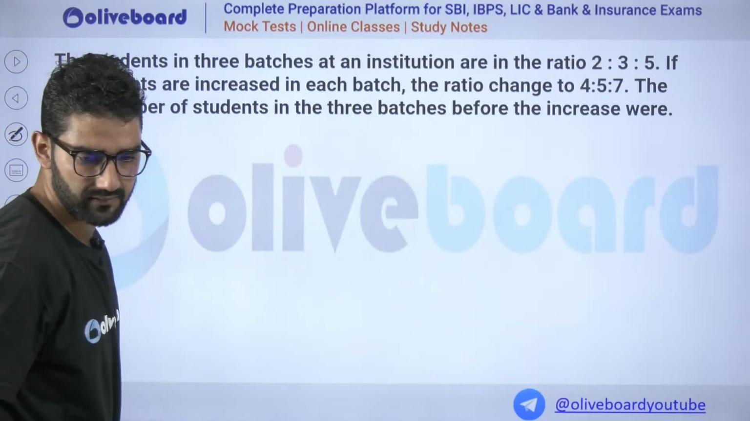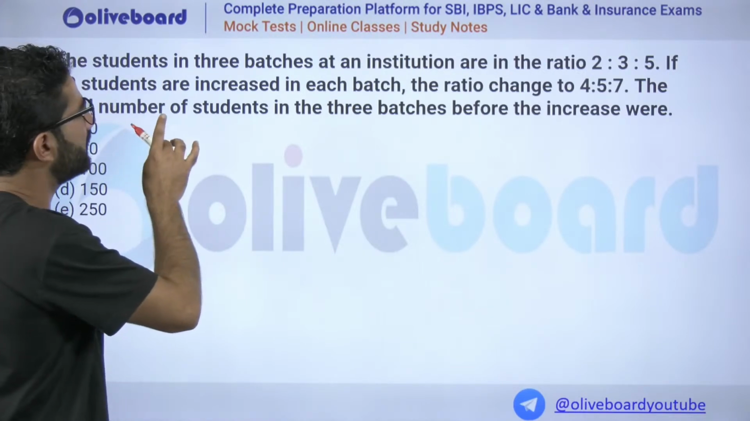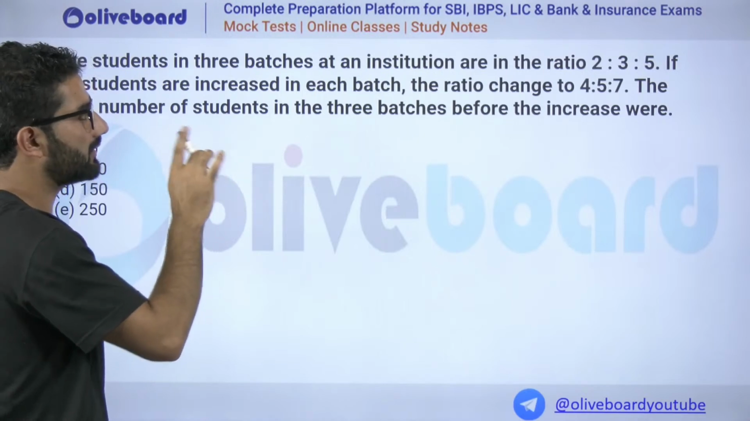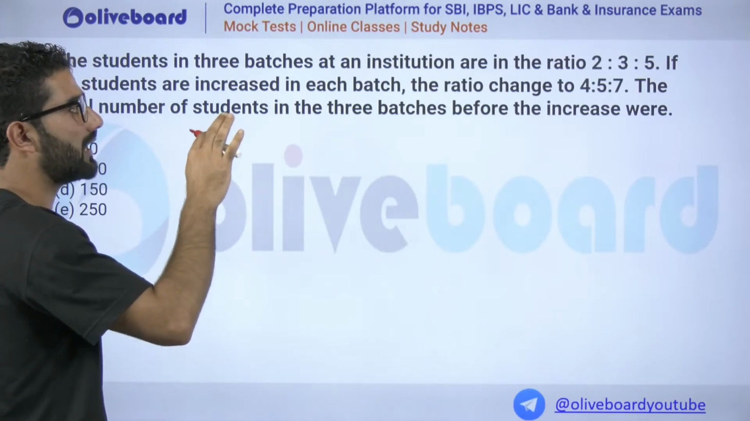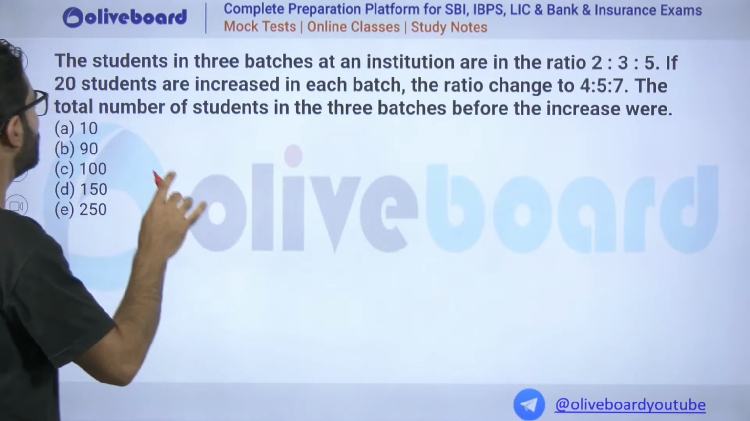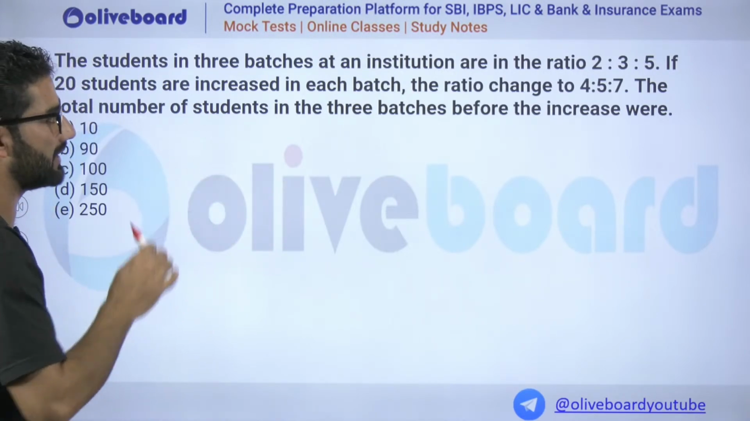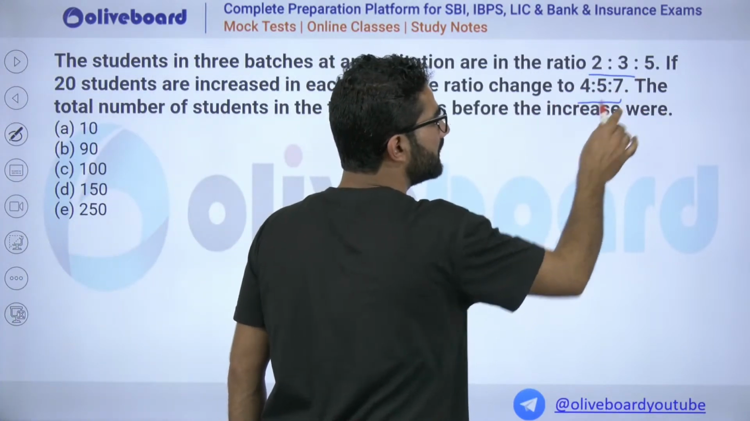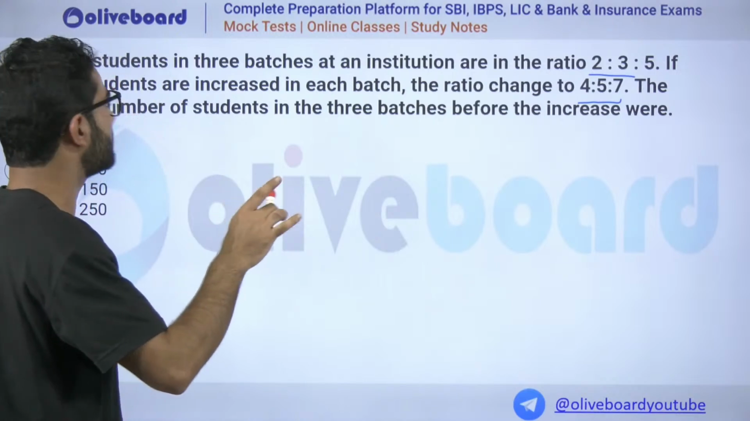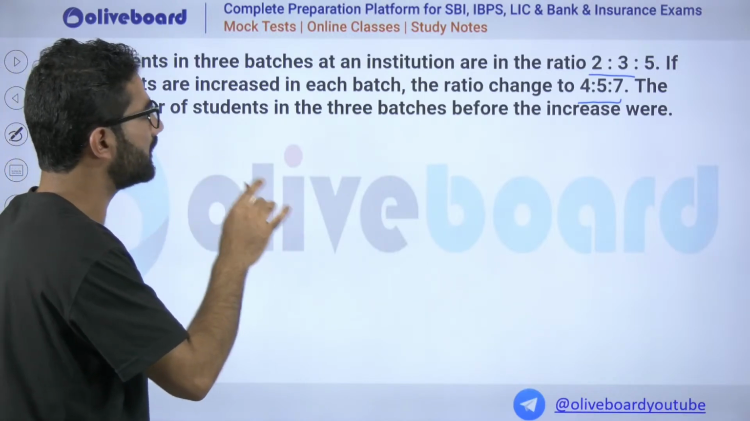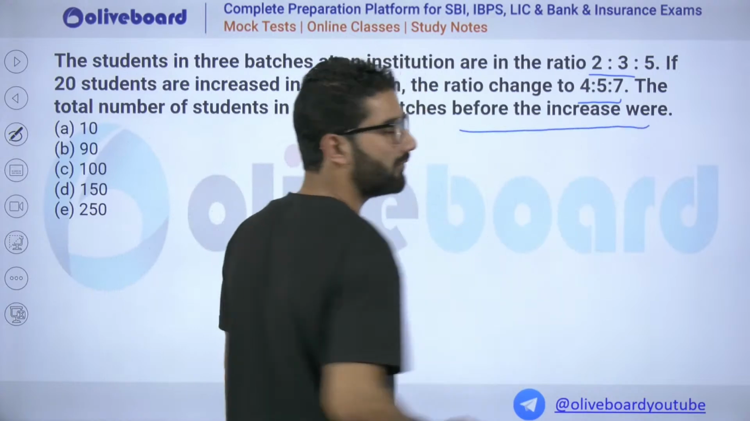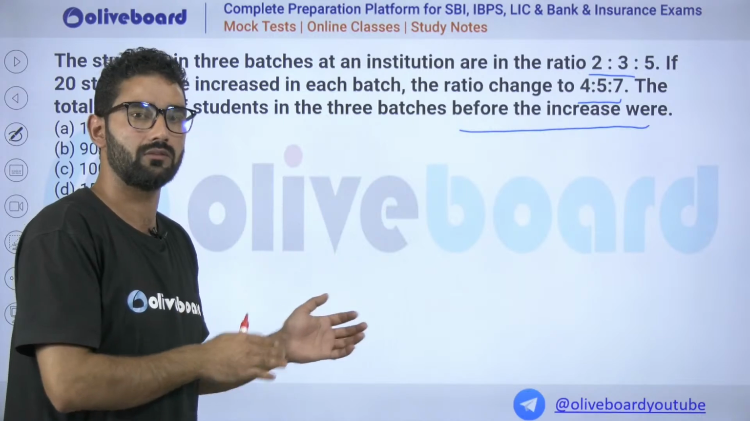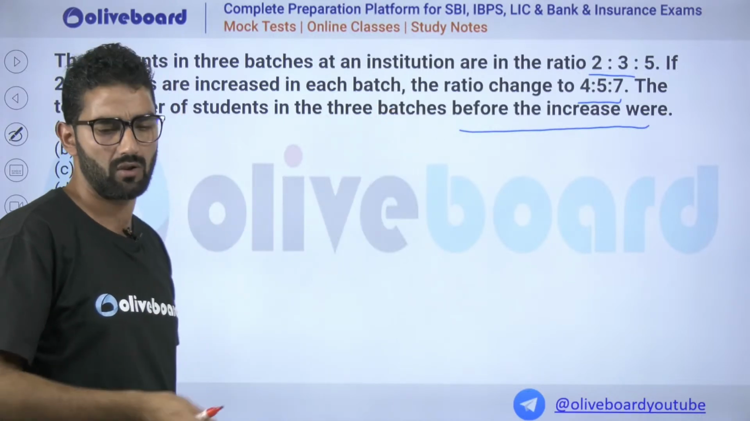The question looks like this. The students in 3 batches at an institution are in the given ratio. Okay, there are 3 batches in an institution, and they are in the ratio of 2:3:5. If 20 students are added to each batch, the ratio will change to this. First the ratio was this, now it changes to this by adding 20 to each batch. The total number of students in the 3 batches before the increase. Before the increase means we have to calculate how many students there are in all 3 batches at the starting.